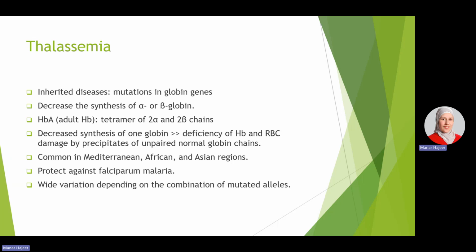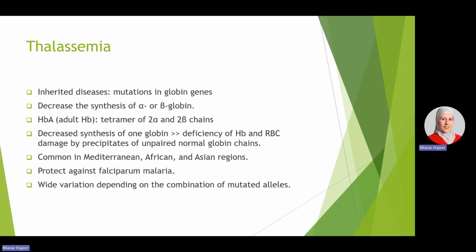These mutations lead to decreased synthesis of alpha globin or beta globin genes, leading either to alpha thalassemia or beta thalassemia. Now, the adult hemoglobin, as we mentioned previously, is a tetramer of two alpha chains and two beta chains. Decreased synthesis of one globin chain will lead to deficiency of hemoglobin and red blood cell damage by the precipitates of the unpaired normal globin chains. So if we have a deficiency of beta globin chains, for example, the unpaired alpha globin chains will precipitate in the cell, leading to toxic damage to its membranes.